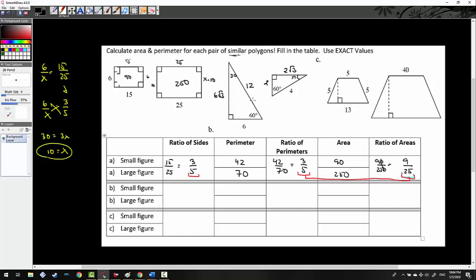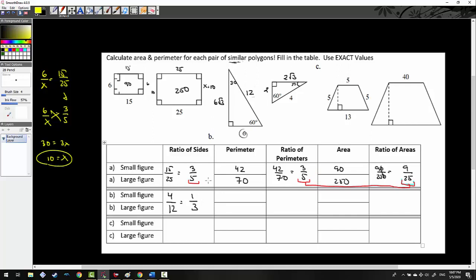So again, the ratio of sides, I'll go with one side on the small figure. Let's go with the 4, the hypotenuse here. 4, and then the larger figure, that corresponding side is the hypotenuse of the larger triangle, which is 12. And again, if I can, I will reduce it. I will make that 1/3.